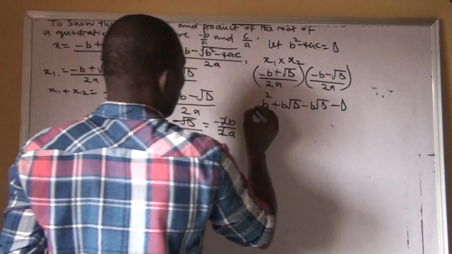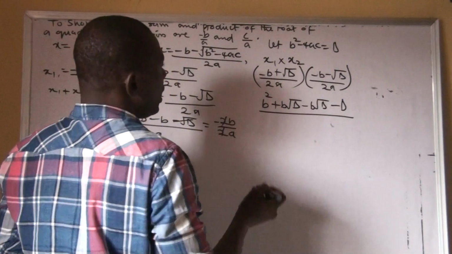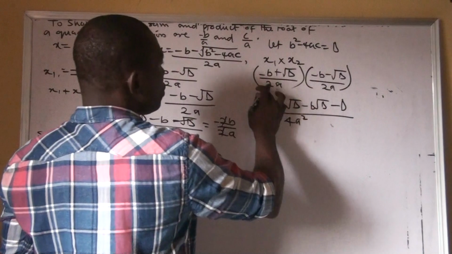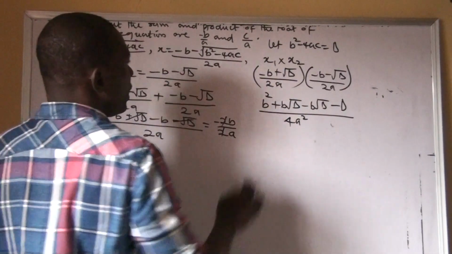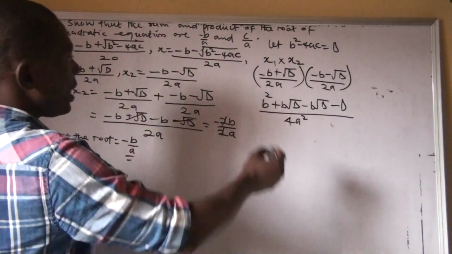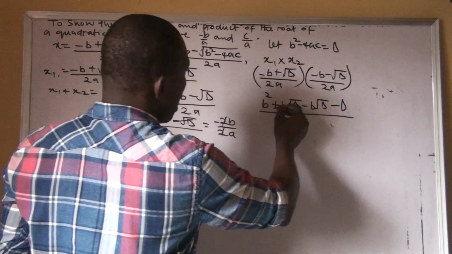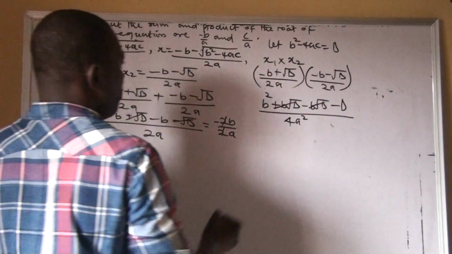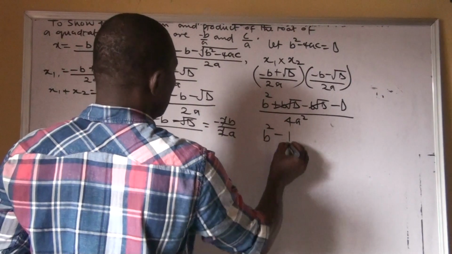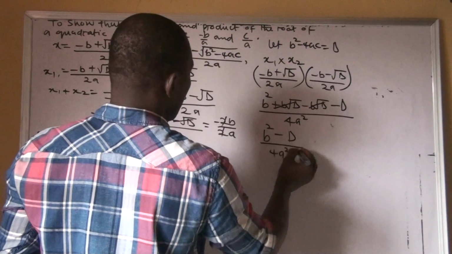And all over 2a times 2a, that will give us 4a squared. We are saying 2 times 2 is 4, a times a is a squared. Here we can see clearly that plus b root d and minus b root d cancel off. So we'll be left with b squared minus d all over 4a squared.